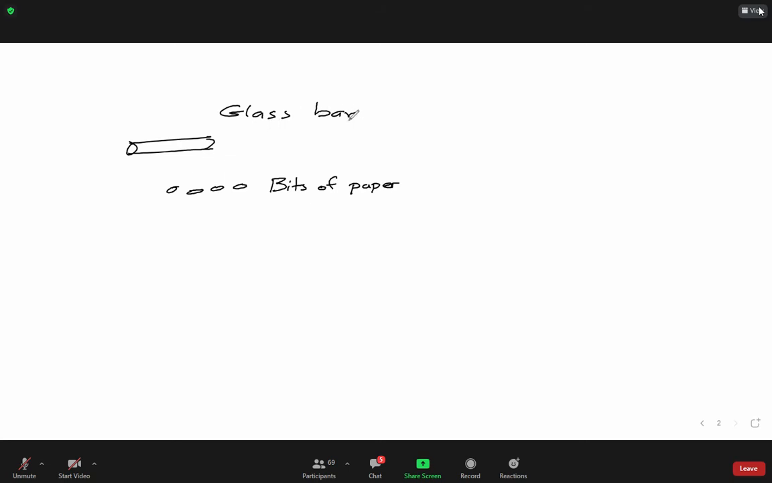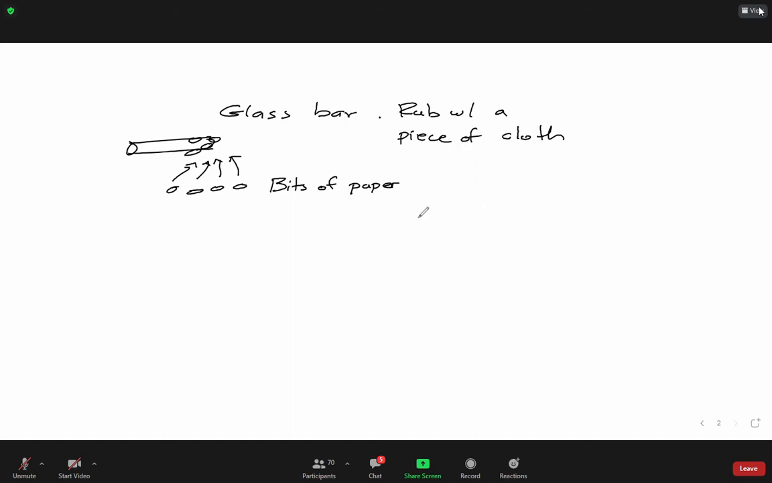But if instead we rub this bar with a piece of cloth, provided that it's a dry enough day, you'll find that these bits of paper will be attracted to this bar. They'll stick to it, right? But that will only happen if we rub the bar with a piece of cloth. It's not going to happen otherwise.